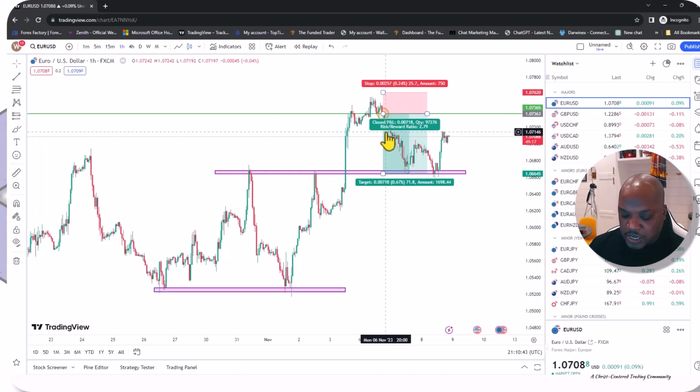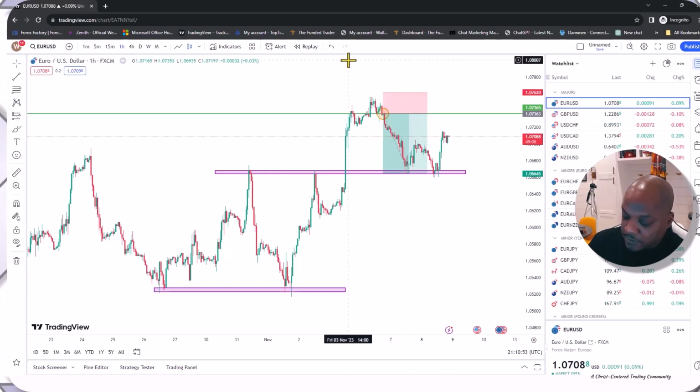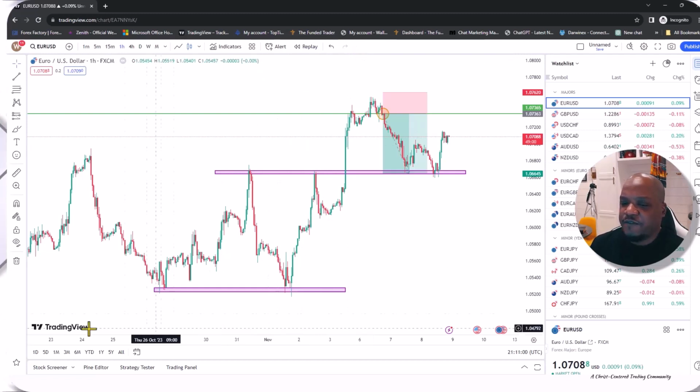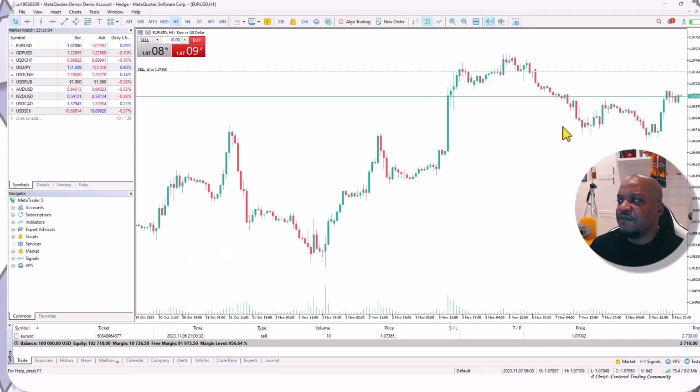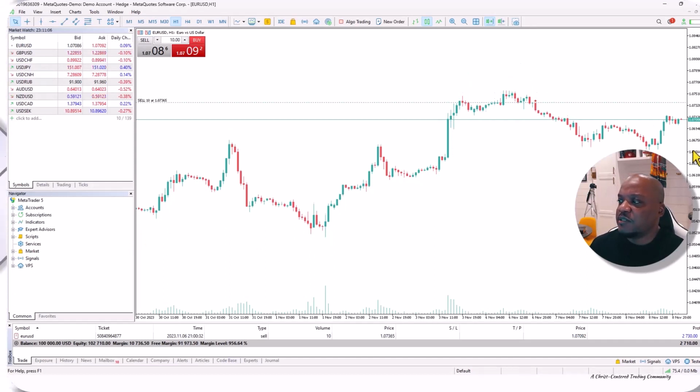And so let's just write these numbers down. We got 1.07620 as our stop loss, and then take profit is 1.06645. Before you enter any trade, you want to have your stop loss and take profit. So I'm going to jump to MT5, and we're going to do this a few different ways.